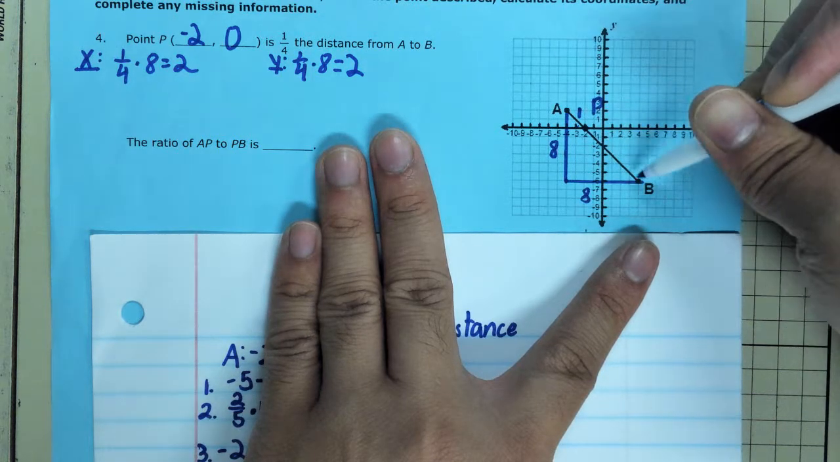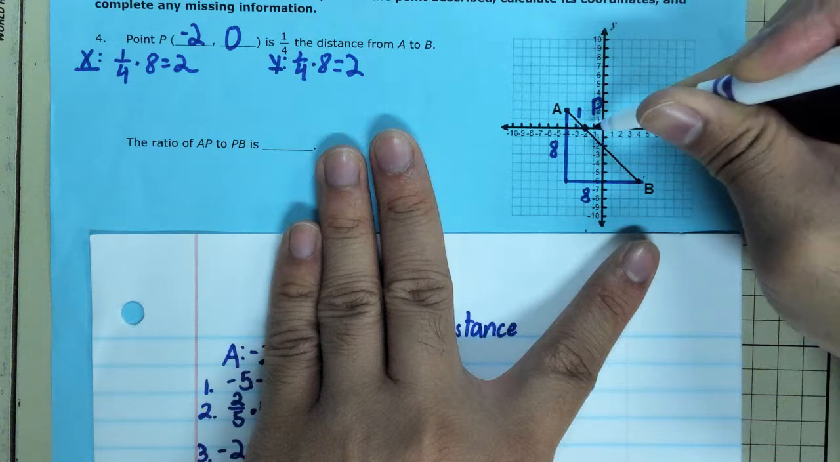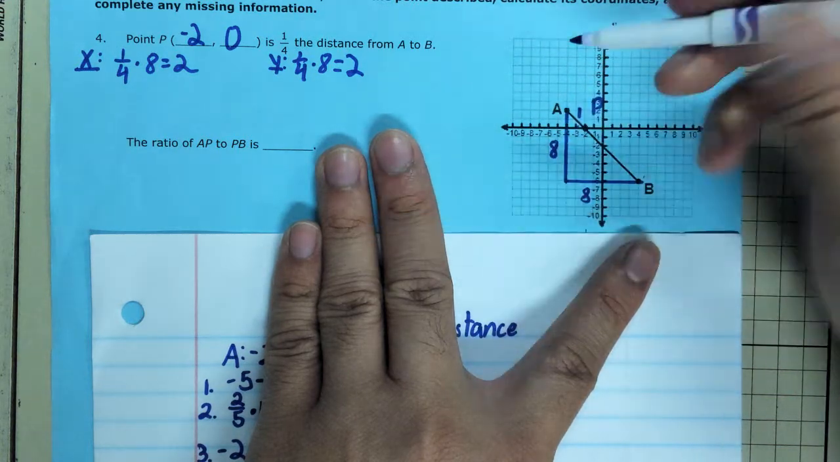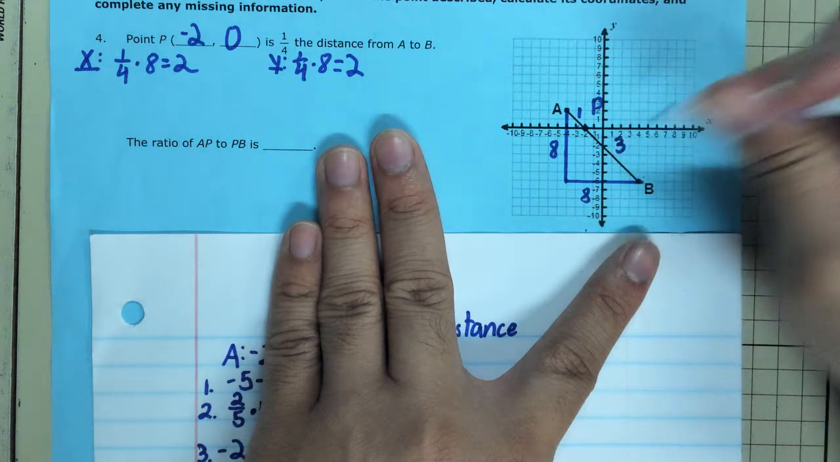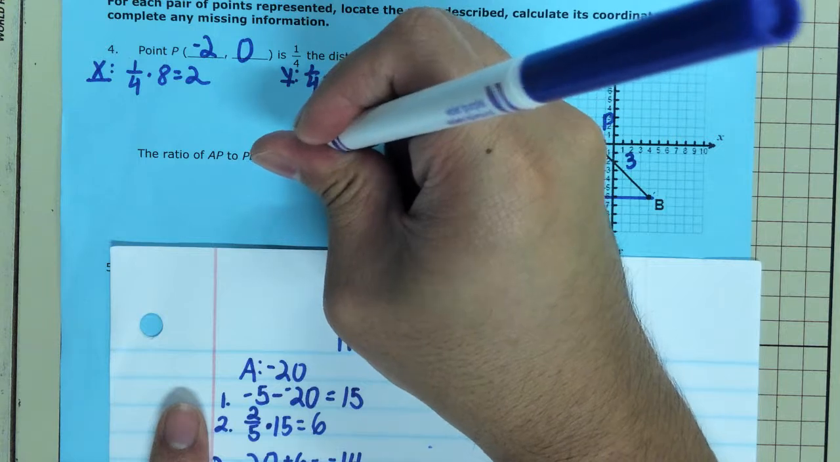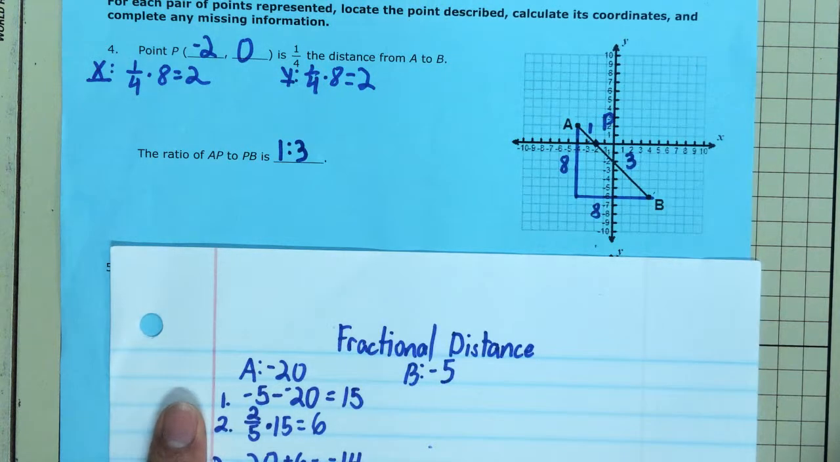How many parts do I have remaining? So I traveled 1. I have 1, 2, 3 remaining, 3 parts. That means my ratio is 1:3. Alright.